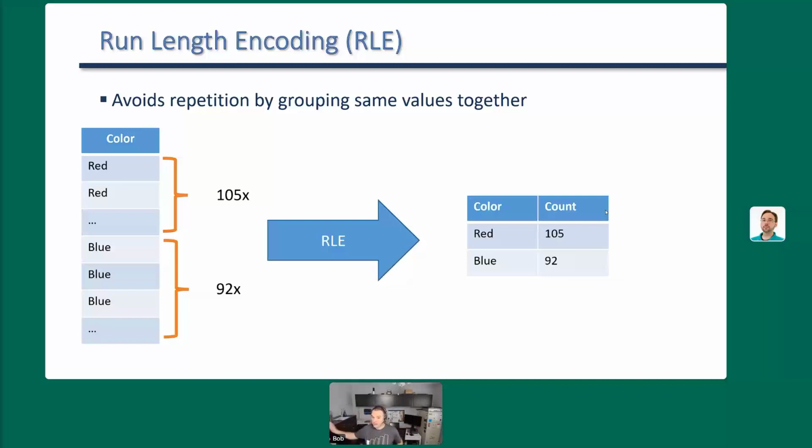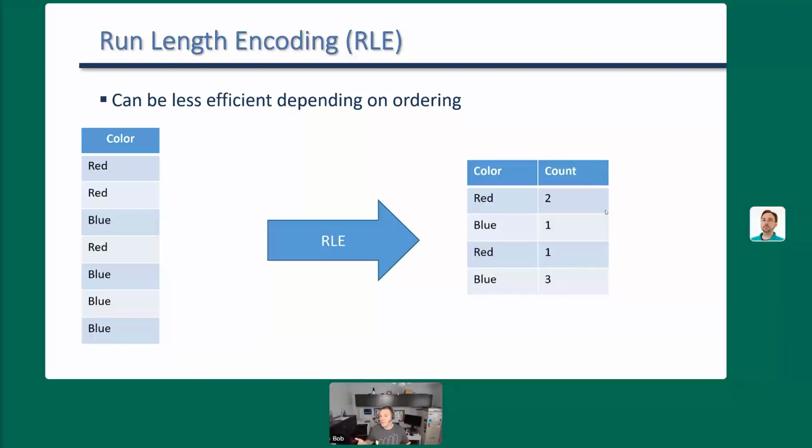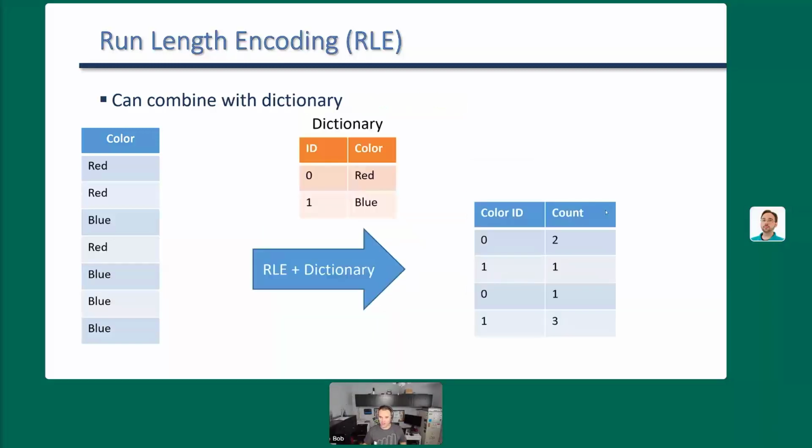right? You can save a ton of space this way because we're not repeating the values at all at this point. This can become less efficient though, depending on your ordering. So if we start having alternating red and blue values, well, now our run length encoding table becomes a little bigger and we have more repetition in that as well. So that may affect how awesome it could be. And then you can also combine this with dictionary encoding and once again, build a dictionary and have IDs there and then do it that way. So you can get additional savings that way.